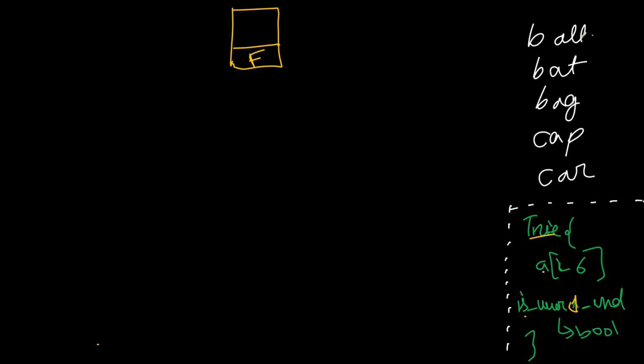So what will happen? We will start with this word, ball, and we will go with the insert operation first. We start with the root, and we will create a trie. As soon as we create a trie, we see that we don't have B in our trie node. We will add B.